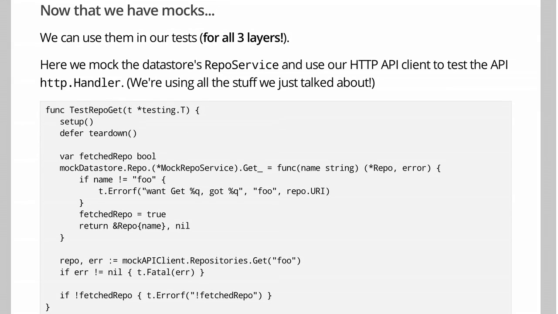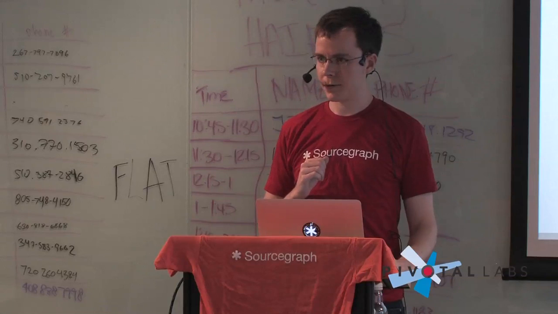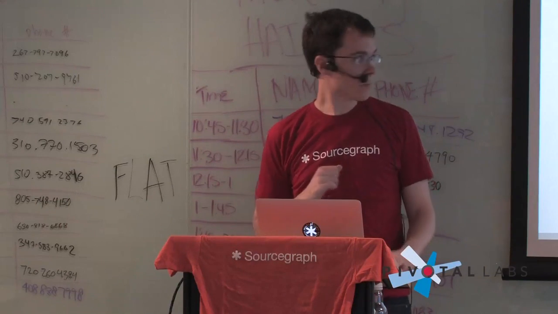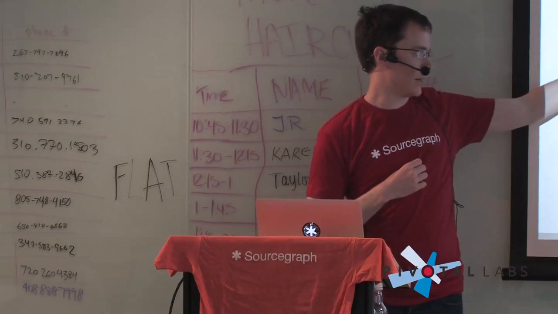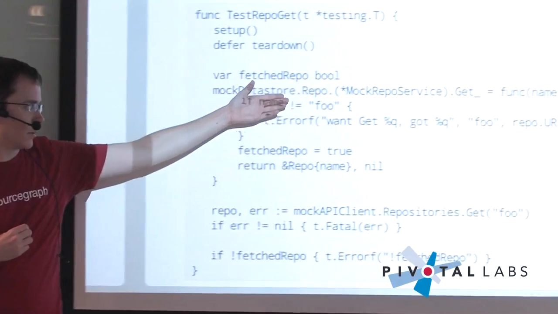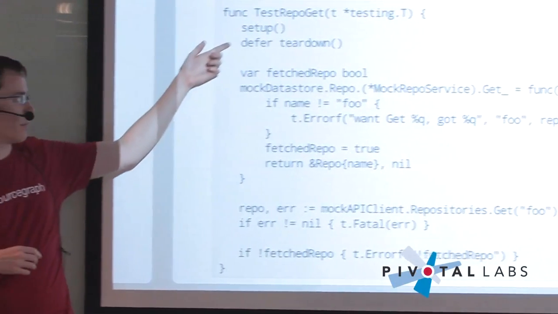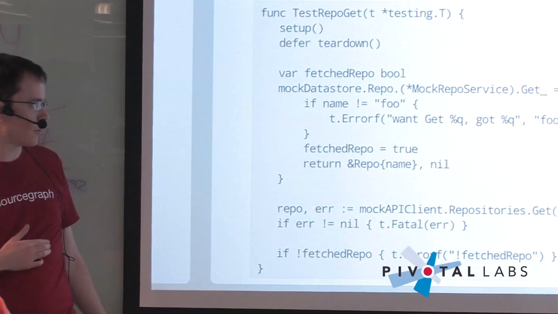So here's what it looks like when you actually use it in a test. If you recall that really messy test code that I showed earlier for testing repositories Git, now it looks like this. So there's this global mock data store, and we'll just call .repo. Repo is actually a mock.